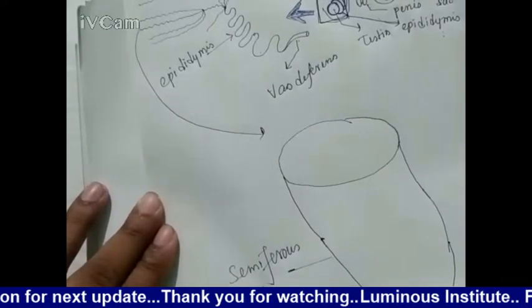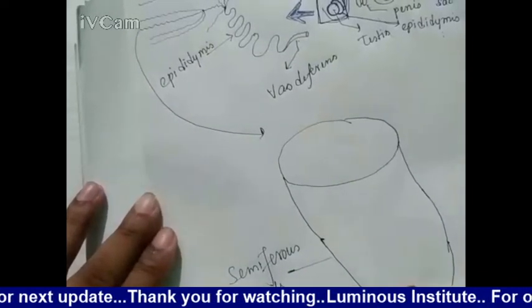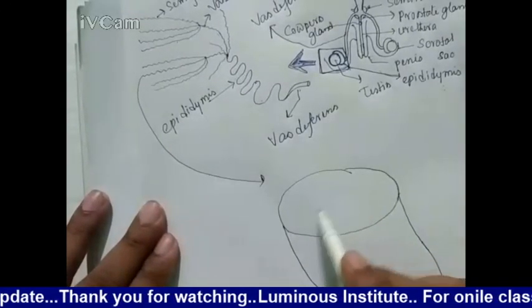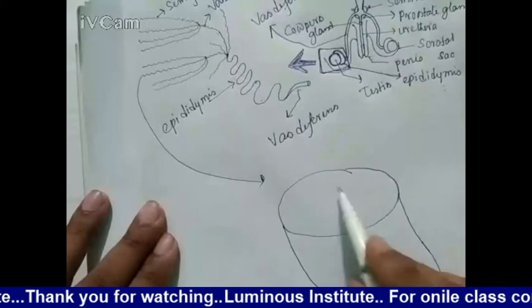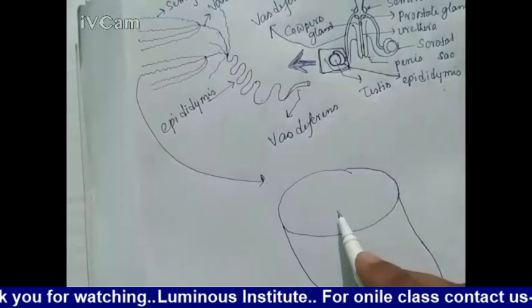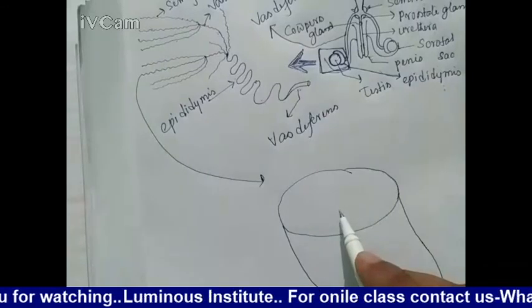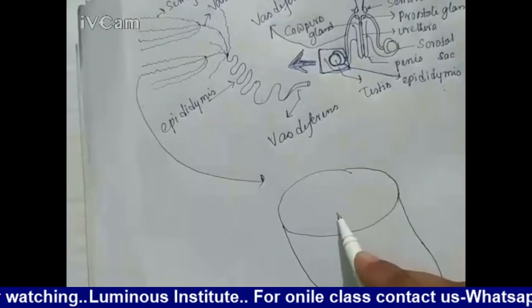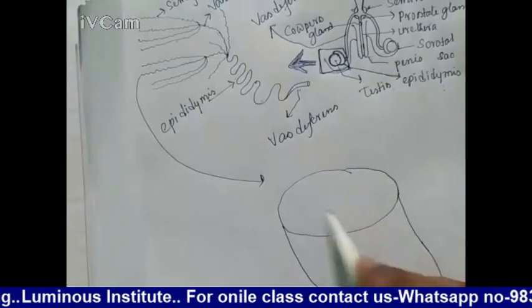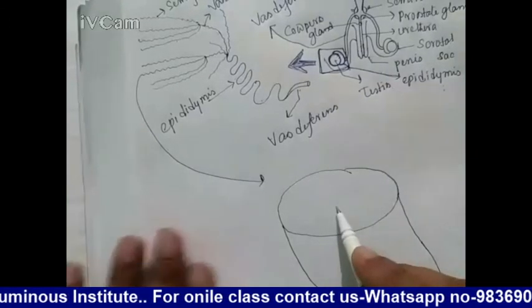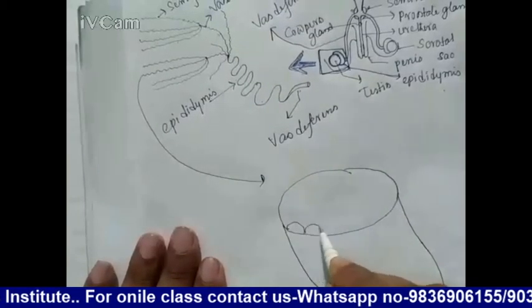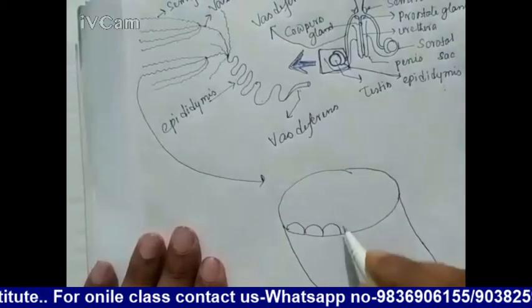Now within the seminiferous tubule, this is the major concept: within the testis, the seminiferous tubule is a tube-like structure which is present within the testis. And now we can clear our concept. Within a seminiferous tubule, sperms are produced. But how is it possible? These are the sperm mothers. Look at the structure.